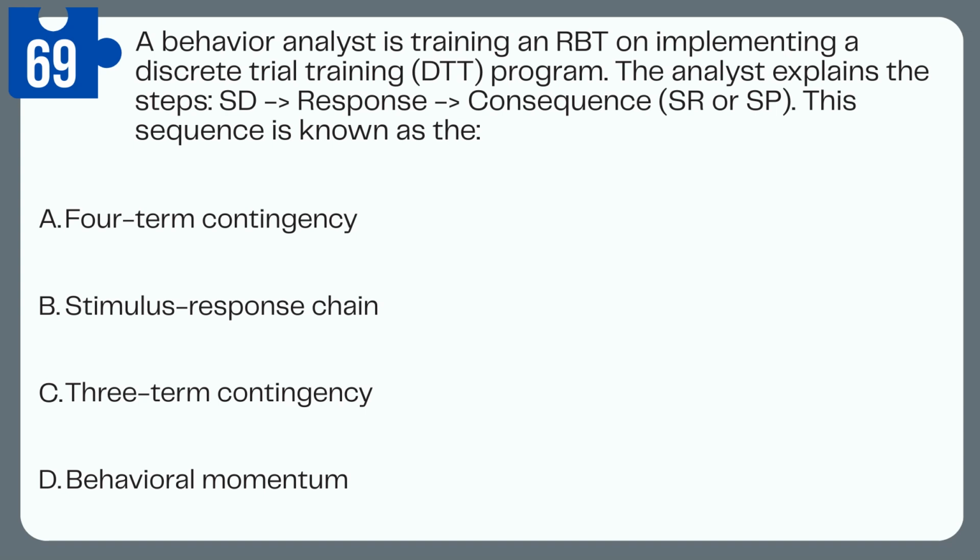Question 69. A behavior analyst is training an RBT on implementing a discrete trial training, DTT, program. The analyst explains the steps: SD, response, consequence, SR or SP. This sequence is known as the A. Four-term contingency, B. Stimulus response chain, C. Three-term contingency, D. Behavioral momentum.